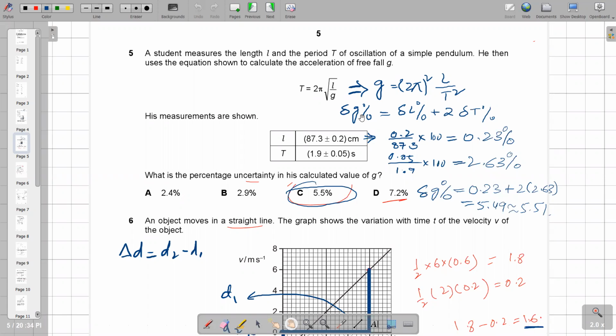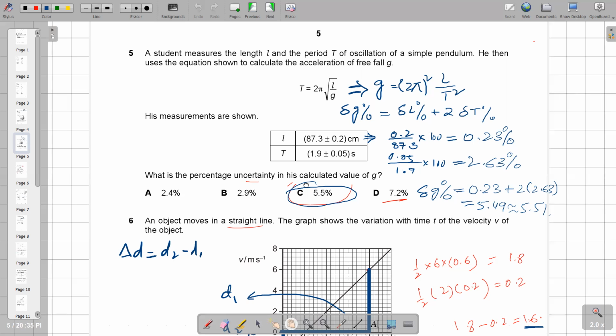Here is the formula to find the uncertainty of g. We take 0.2 over 87.3 times 100, and we get 0.23% uncertainty for L, and for T we get 2.63% uncertainty. The equation is adding both errors, so this will be 0.23 plus the power of T, 2, times 2.63. So we will get 5.49, which is approximately 5.5%. So option C is the right answer.